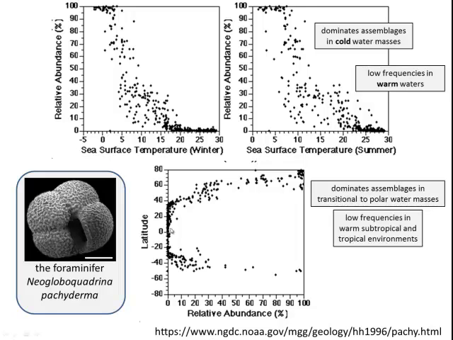And what you find then, of course, is that this assemblage dominates assemblages in transitional through to polar water masses at high latitudes north and south of the equator. And it's very low in terms of its abundance in subtropical and tropical environments. So straight away, even without knowing anything more other than its relative abundance and how common it is, you have a crude measure of where you are on the surface of the globe.